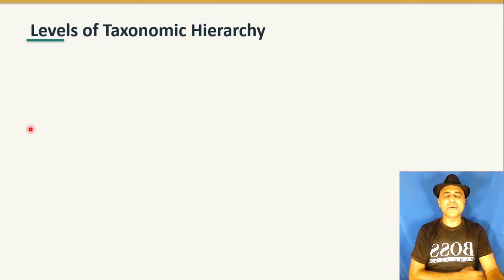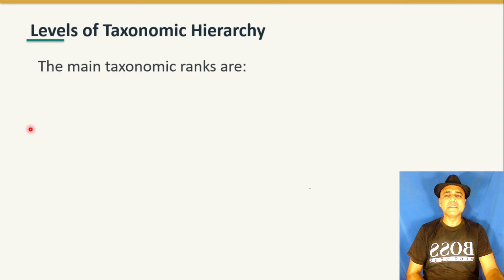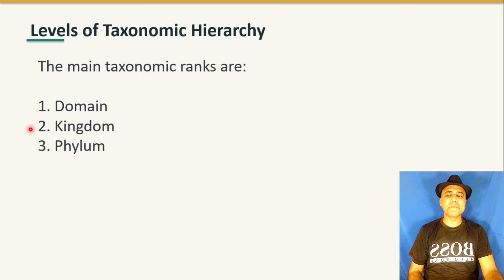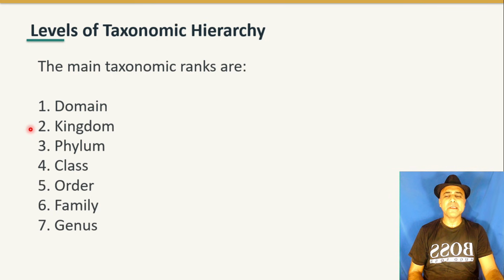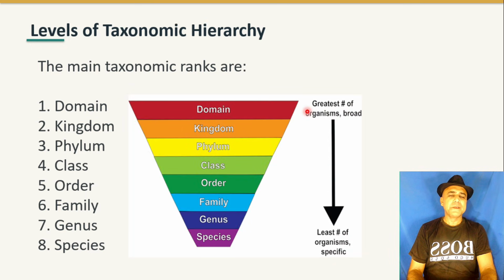Levels of taxonomic hierarchy. The main taxonomic ranks are domain, kingdom, phylum, class, order, family, genus, species. These are 8 groups. Domain, greatest number of organisms, and it's a broad group. On the other hand, species, least number of organisms, and it's a specific group.